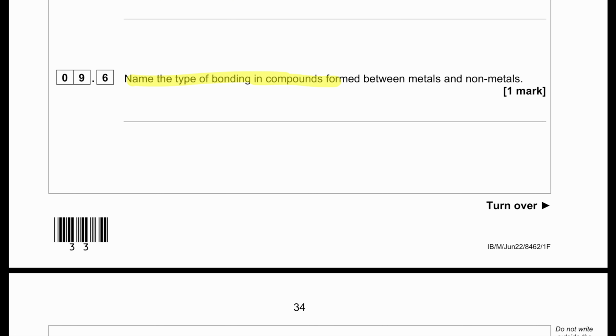Name the type of bonding in compounds formed between metals and nonmetals. So when a metal bonds with a nonmetal, it should be ionic bonding. The metal forms the positive ion and the nonmetal forms the negative ion.